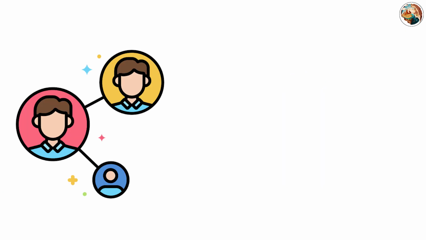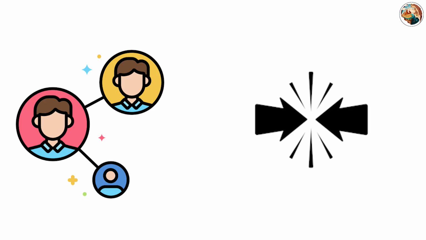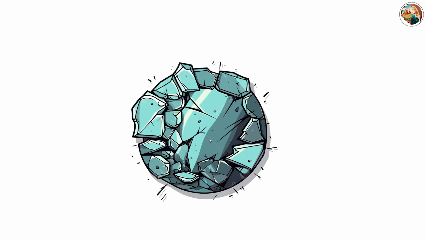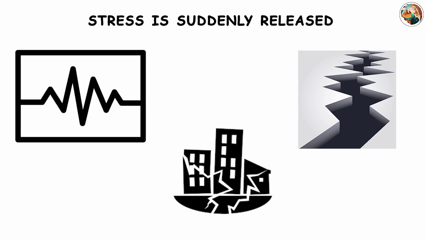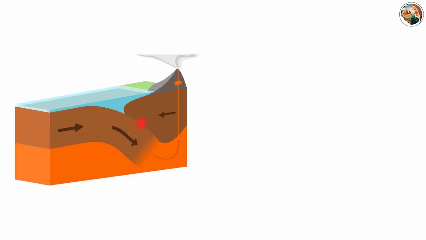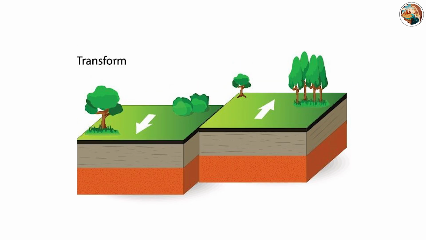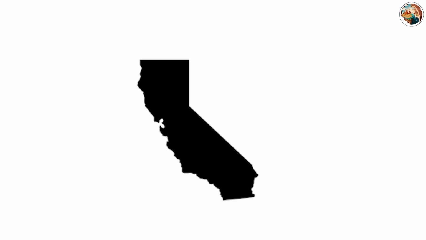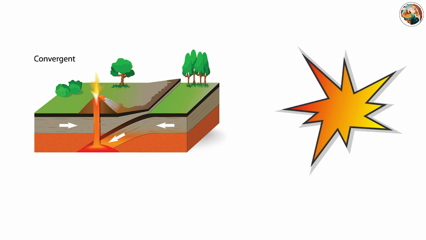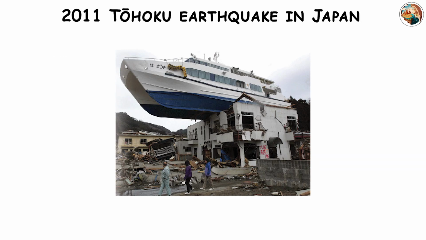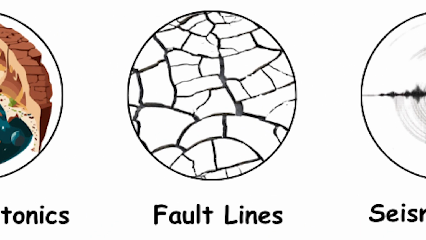Where they interact, sliding past each other, colliding, or pulling apart, the stress in the rocks can build to a breaking point. When that stress is suddenly released, it sends seismic waves radiating out from the fault line, causing an earthquake. There are three main types of plate boundaries associated with earthquakes. Transform boundaries, where plates slide horizontally past each other, like the San Andreas Fault in California. Convergent boundaries, where plates collide, often forming mountains and subduction zones, like the one that caused the 2011 Tohoku earthquake in Japan.